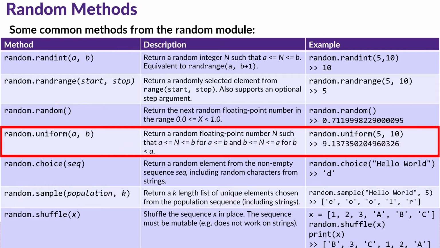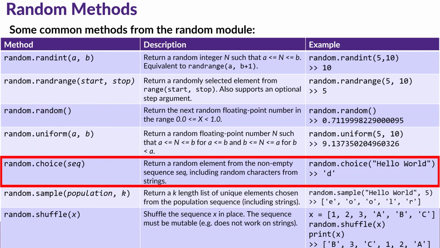Next up is uniform, and this is basically the version of randint for floating point numbers. It takes an a value and a b value, and it's going to return the number n such that a is less than or equal to n and n is less than or equal to b. So that means that it's inclusive of those ranges a and b.